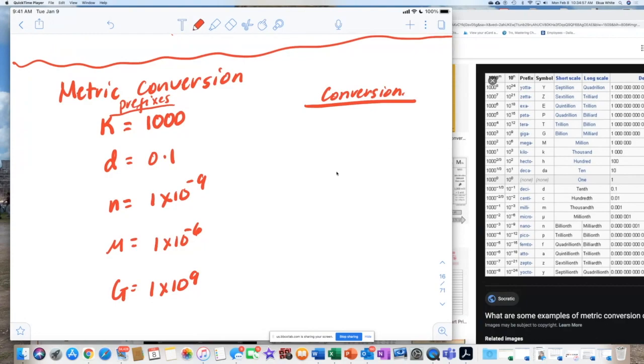To make a conversion from a prefix, you need a conversion factor, so write 1. For the conversion, let me pick a bunch of different base units. For the base, I'll have grams for weight, liters for volume, and meters for length.